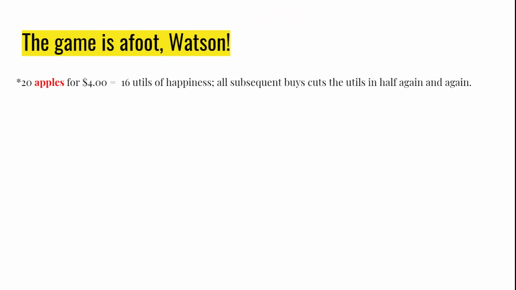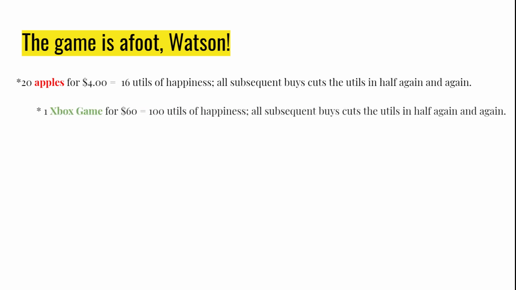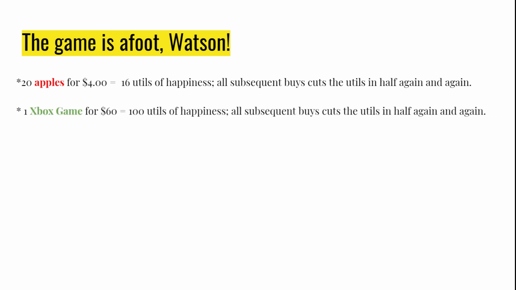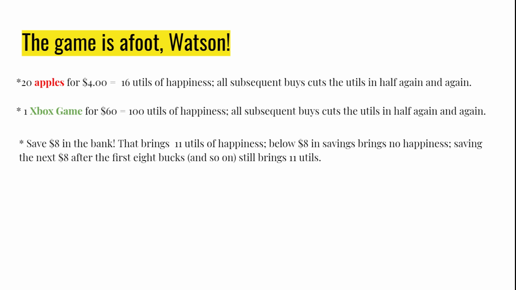All right, the next purchase we can make is going to be for an Xbox game, which costs $60 for 100 utils of happiness. Again, if we buy another Xbox game, the same thing happens in terms of diminishing utility as it did with the apples. The third and final choice is to save your money. It looks like you can do that here in increments of $8, and anything less than that accrues no utils. But, on the other hand, there is no diminishing returns on saving units of $8 beyond the first unit. So, every single time you save $8, you're going to get 11 utils.